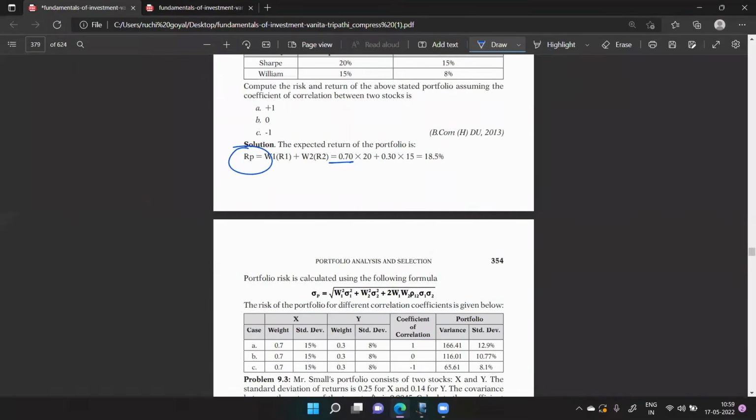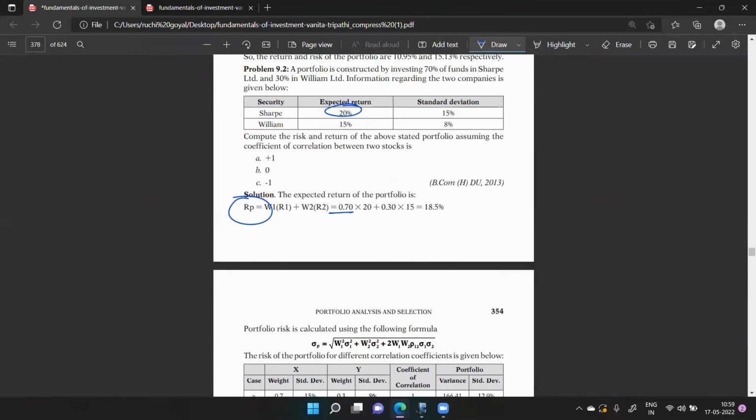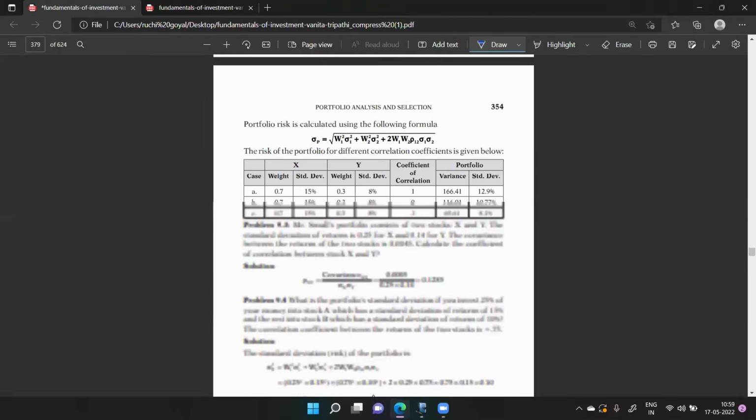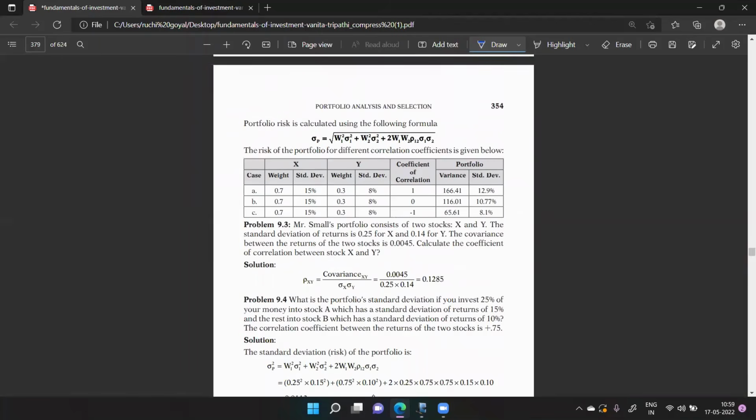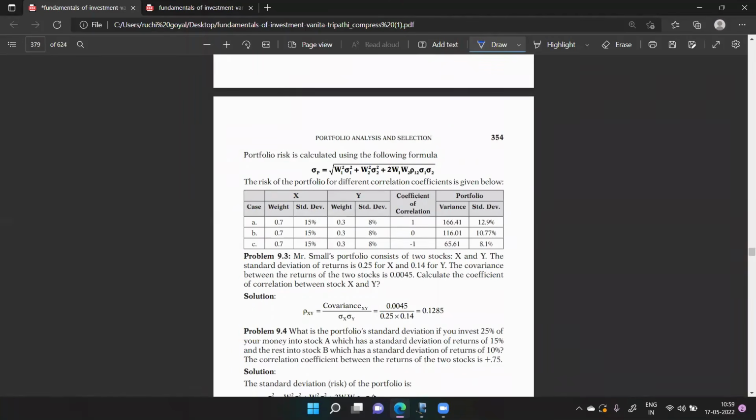So how did we find the return? 0.70 into 20, 0.30 into 15, that comes out to be 18.5%. See, now she has made a table. This is a much simpler thing. We need to solve it in order to check our answer once.